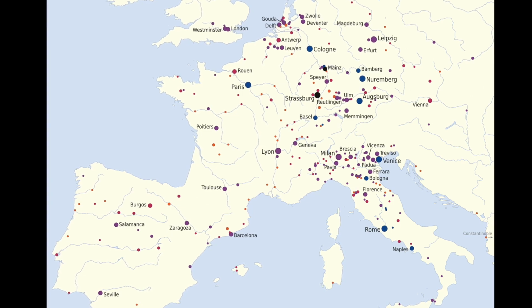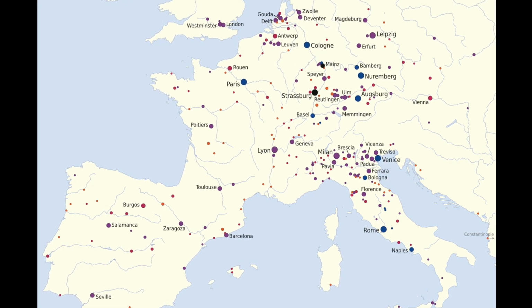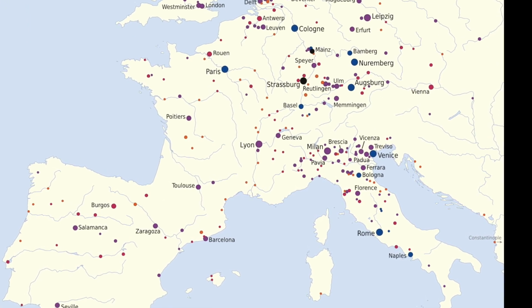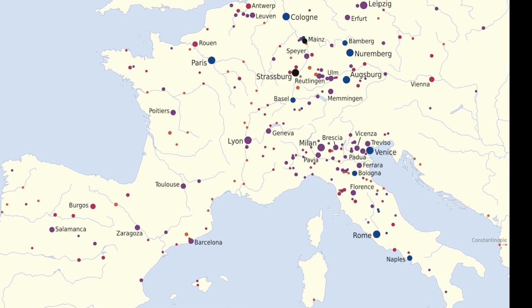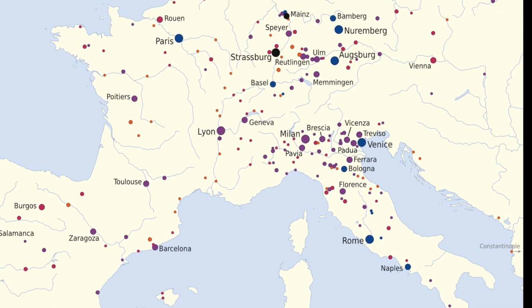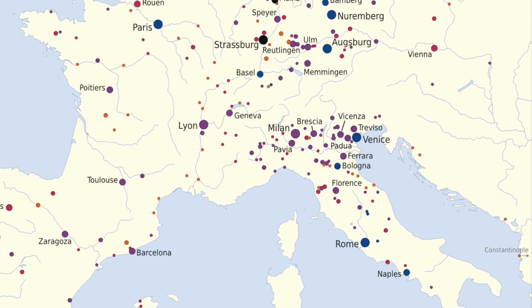In the first 50 years of printing, known as the incunabula period between 1450 and 1500, printing presses spread rapidly across Europe, as can be seen on this map.